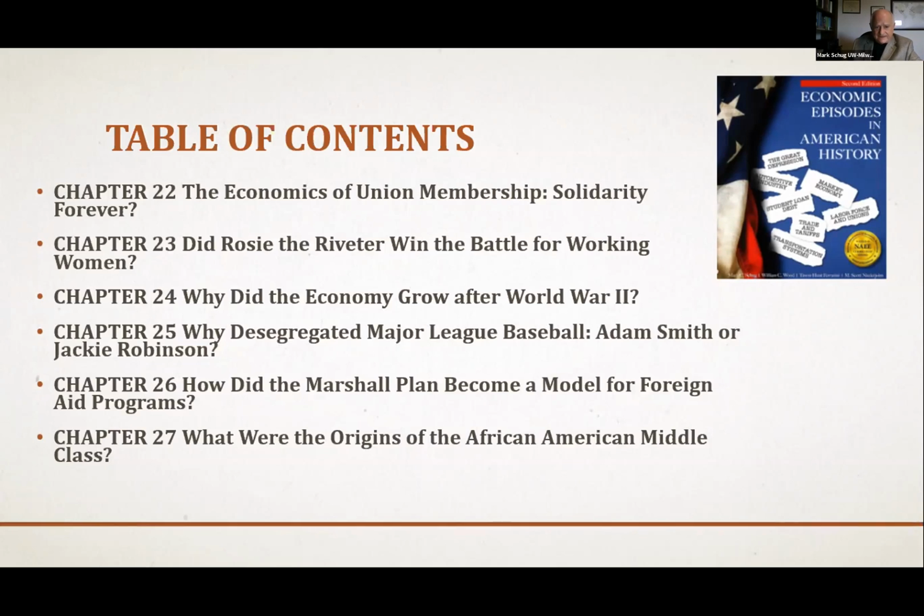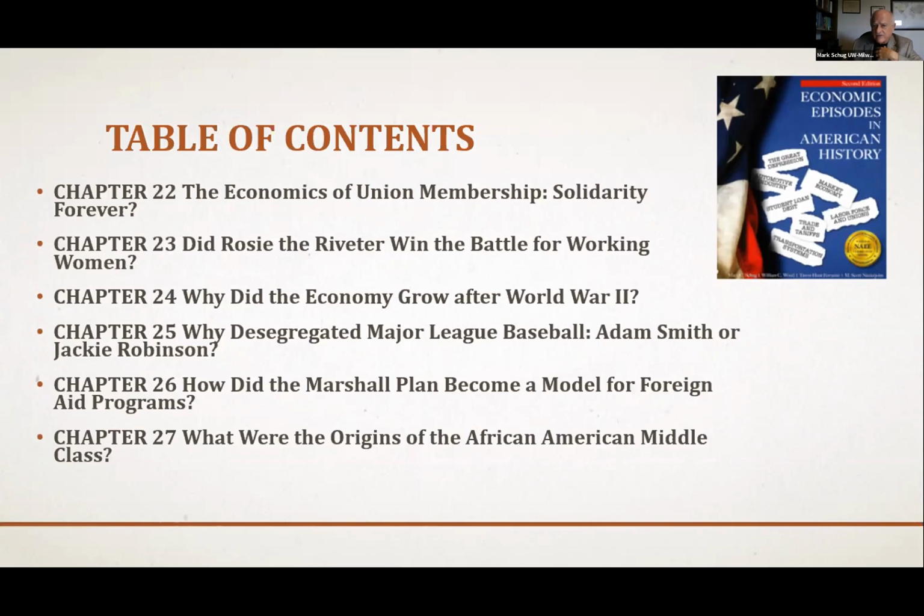Why? It says why. How many times have I read this? It should be: who desegregated Major League Baseball, Adam Smith or Jackie Robinson? Of course, Adam Smith was not around in 1947. So we use Adam Smith as sort of our icon to mean market forces like competition and supply and demand. How could those market forces have influenced Jackie Robinson and get him to sign with the Brooklyn Dodgers?